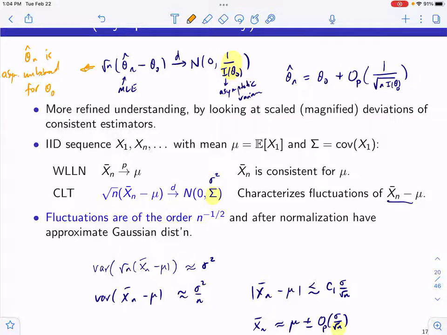So is the idea clear? So that's what we hope. So we're going to translate this CLT to statements like this for the MLE or other M estimators. You can do it for a lot of classical estimators.